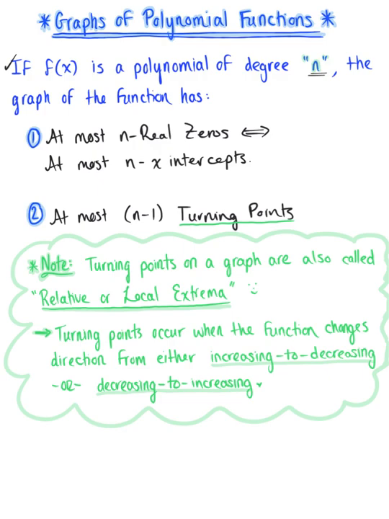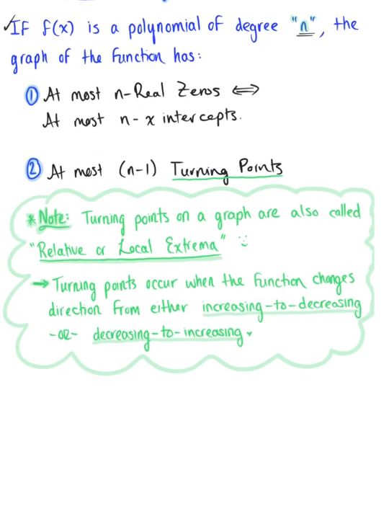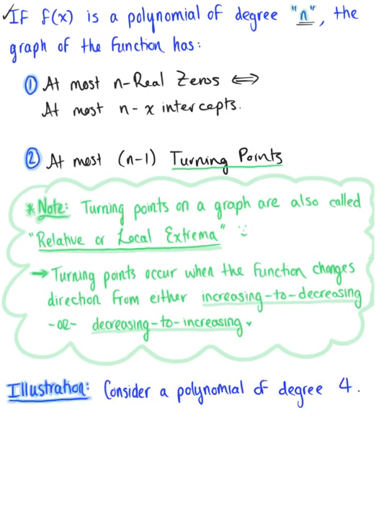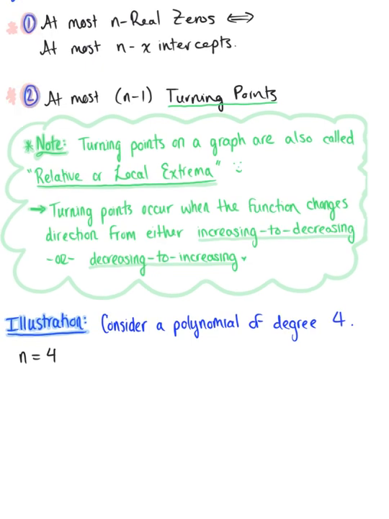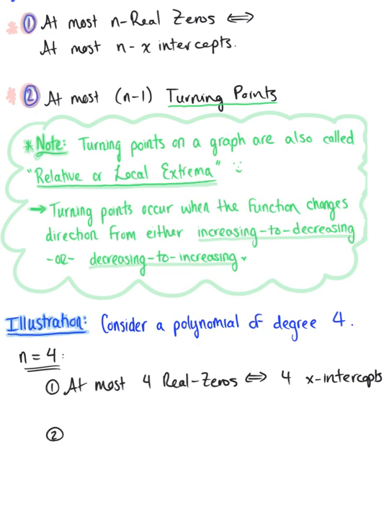Now, to better help us understand what this is saying exactly, let's consider a polynomial, say, of degree 4. So if we have a polynomial function of degree 4, then we know that n is equal to 4. So now, using these 2 points stated above, we can make the following conclusions. Since we know that this polynomial is degree 4, the graph has at most 4 real zeros, which we know is equivalent to saying that the graph has at most 4 x-intercepts. And the second conclusion that we can make is that the graph of this polynomial function is going to have at most 4 minus 1, or 3, turning points, or local extrema.